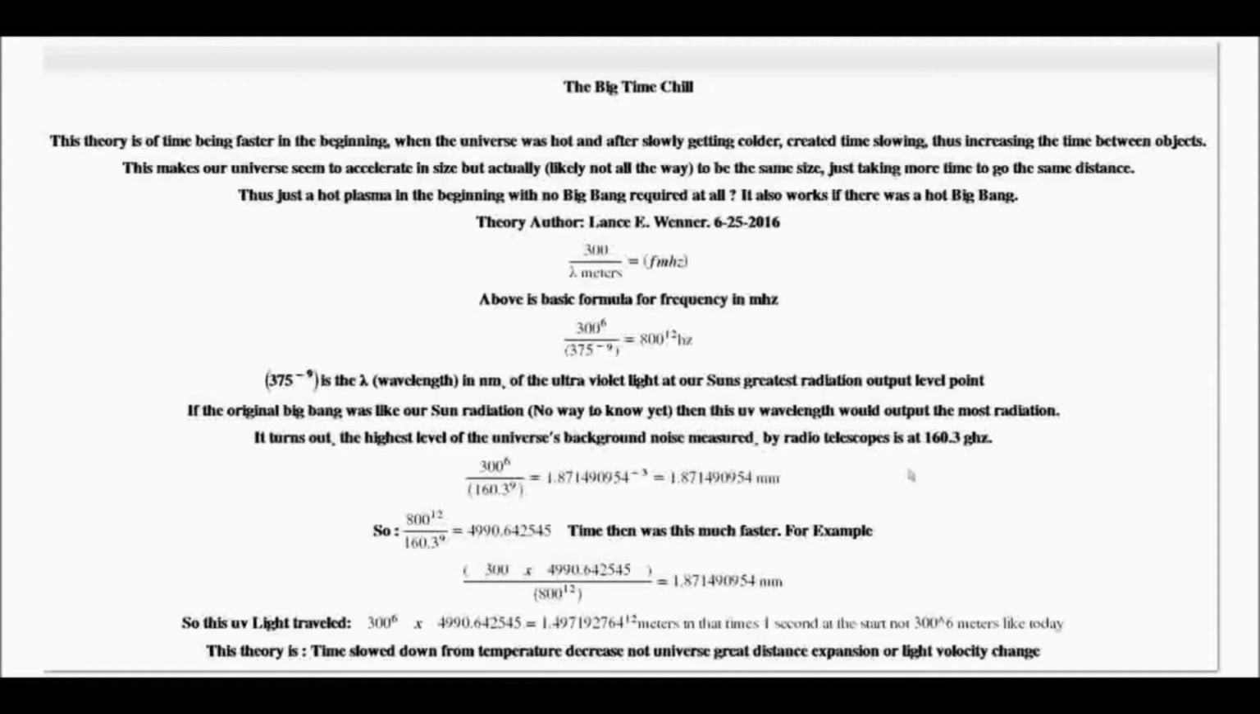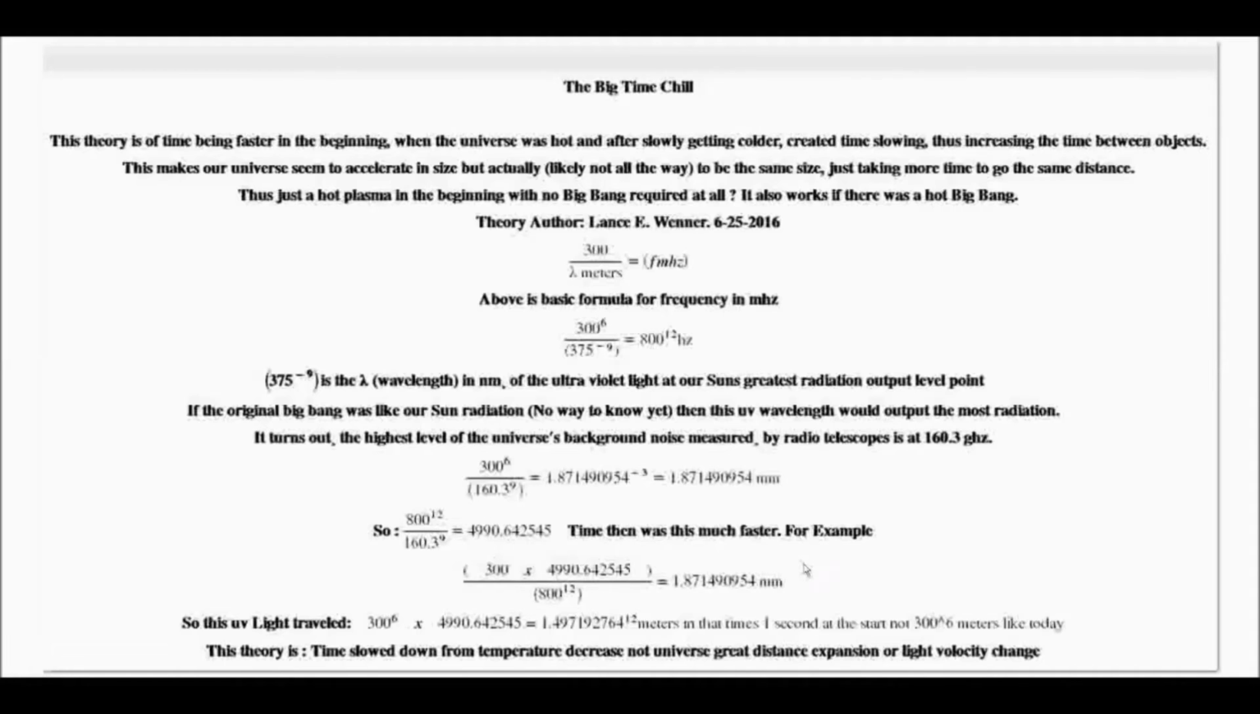Today, the highest level of background noise in microwave that we can measure is at 160.3 gigahertz. If we run that out, it comes to 1.871, etc. millimeters for this frequency. If we take the 800 million megahertz, which is what it was at the beginning, and we now say it has dropped down to what we're measuring, 160.3 gigahertz, it's 4,900.64, etc. times faster in the beginning than it is today.